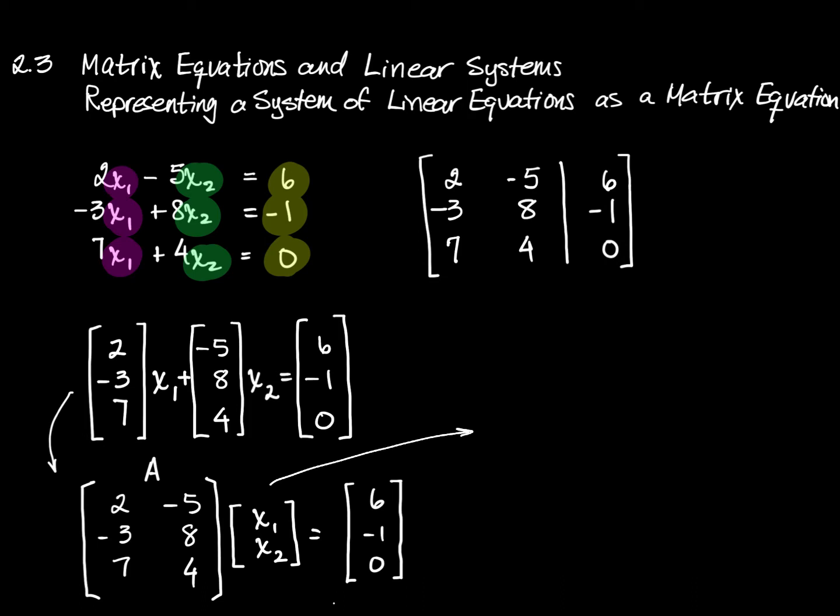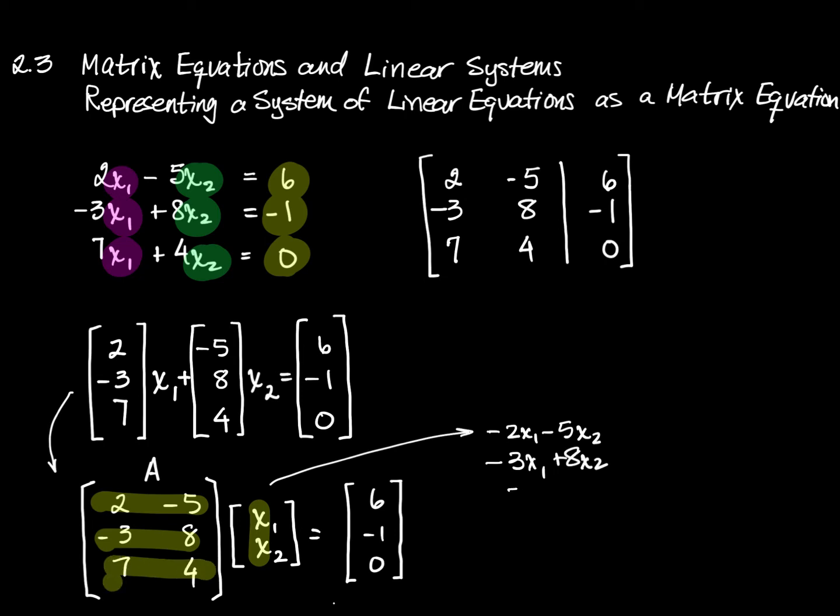And what I'm going to get when I do that is negative 2 times x1 plus negative 5, so I'll write that as minus 5 times x2. And then, having done row 1 with column 1, there is no column 2, right? So just go to row 2 with column 1 and so on. So my row 2 with column 1 is going to be negative 3 times x1, forgot my 1 there, plus 8 times x2. And for my third row times my column 1, I'm going to get 7 times x1 plus 4 times x2.